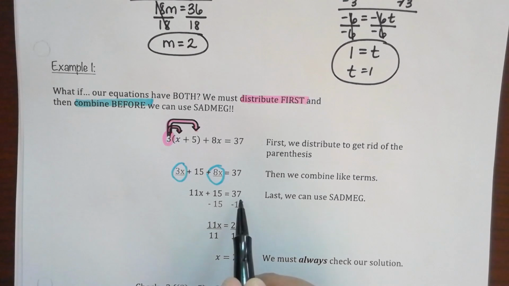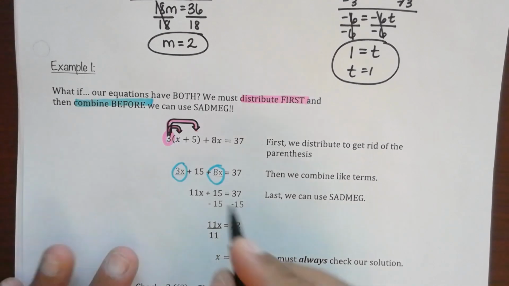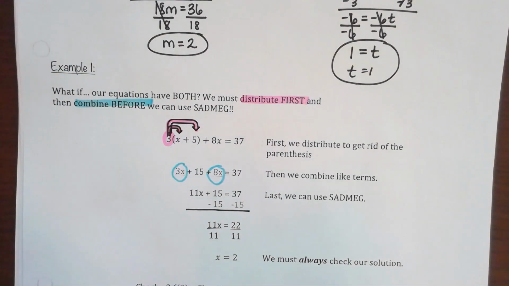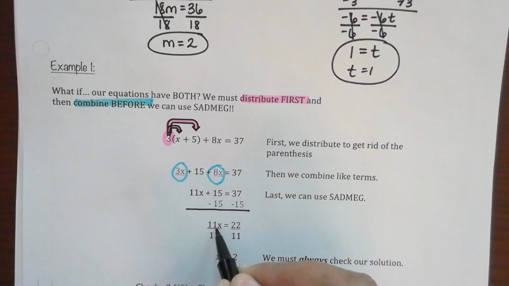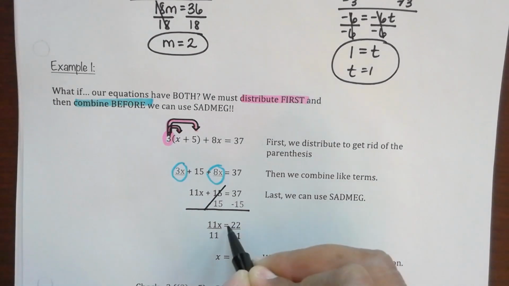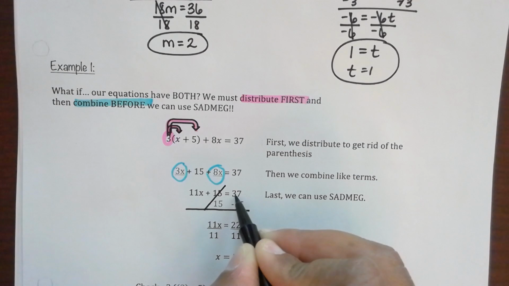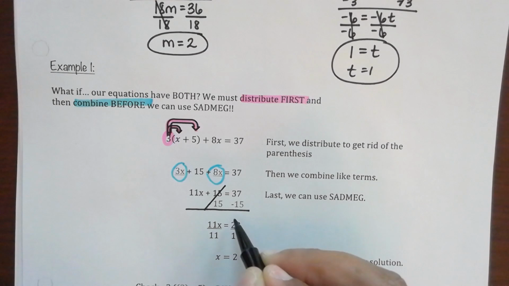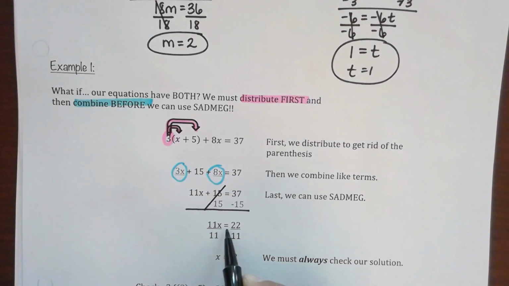Two-step equation. What's my first step? Because my constant was a positive 15. Absolutely. So what's brought down? What happens to those 15s? Equals what's typed into the calculator. So what's 37 minus 15? 22, right? So 11x equals 22. Everybody still with me? Yes.